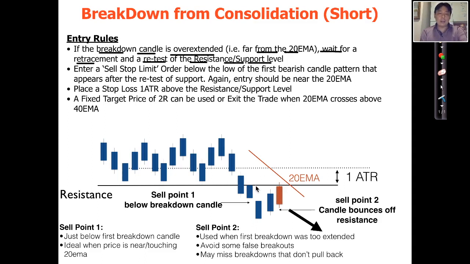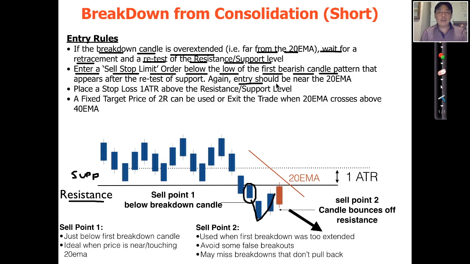So again, in this case, this is the breakout candle. Again, you could enter the breakout candle, but if it's too far, wait for it to retrace, go back, and retest the previous support that has now become resistance. So it goes up and hits it, and it forms like a bearish candlestick pattern, like a bearish pin or a bearish candlestick. Okay, and once you see that, you can enter a sell stop limit order below the low of that first bearish candlestick pattern. So once you see that, enter your sell order a few cents below the low of that candle.